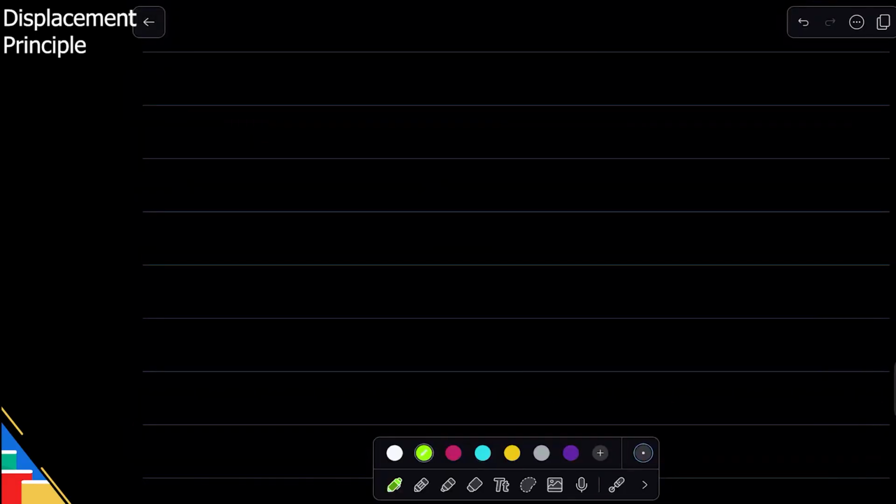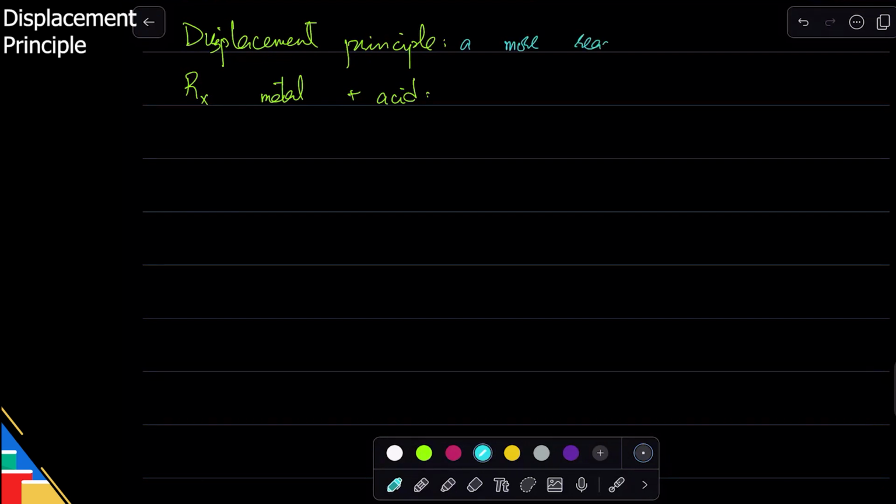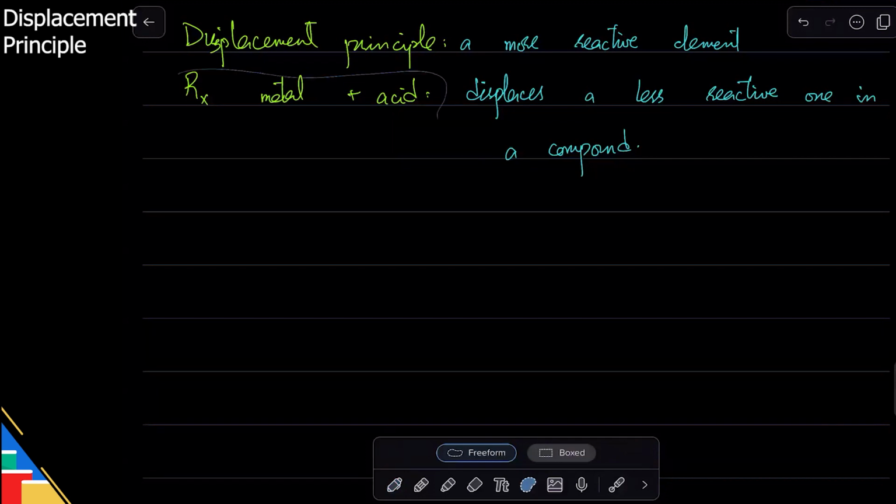So the first reaction that we need to know is the reaction of metal plus acid, and it comes from the displacement principle. Displacement principle हमने periodic table में पढ़ा था. The idea is really simple. A more reactive element displaces a less reactive one in a compound. So this is important to remember, that the thing that is being displaced should be in the compound.